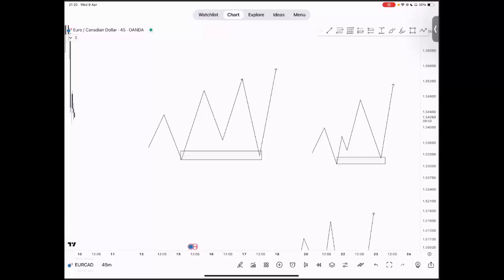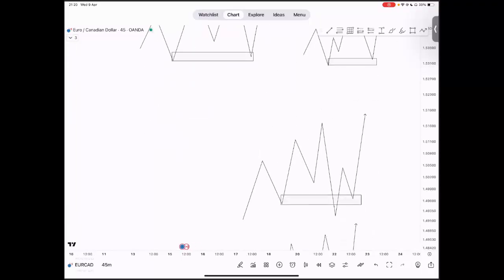But when it now comes to reclaim blocks as an entry model, two things must be considered. Number one, was the reclaim block formed by a valid order block? You guys remember how to validate an order block now? Your break of structure, your trend, your imbalance, your premium discount, your inducement, your sweep. Did the order block meet all of your criteria?